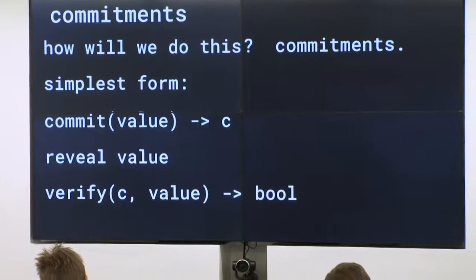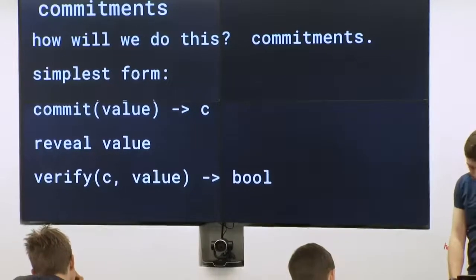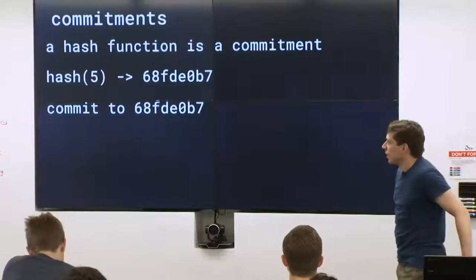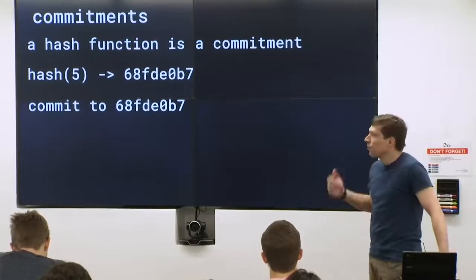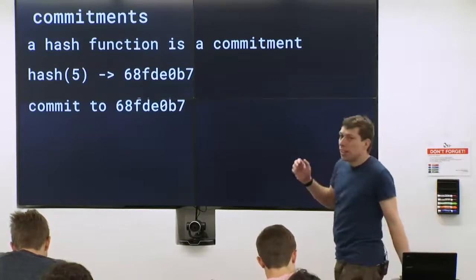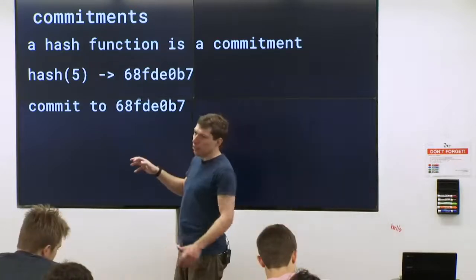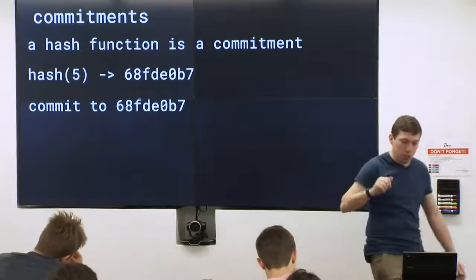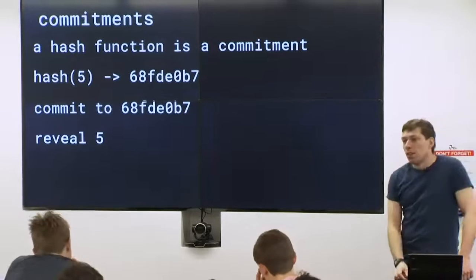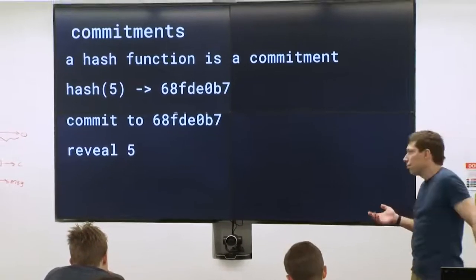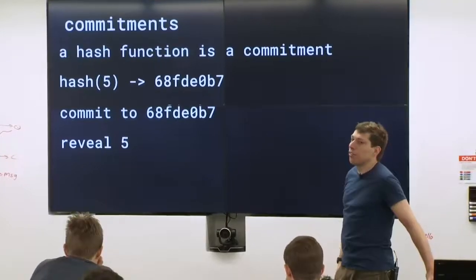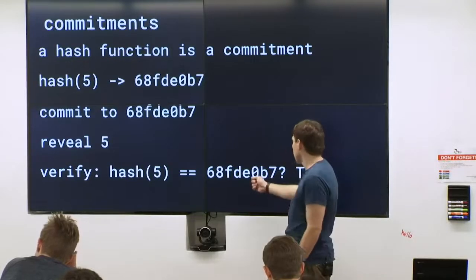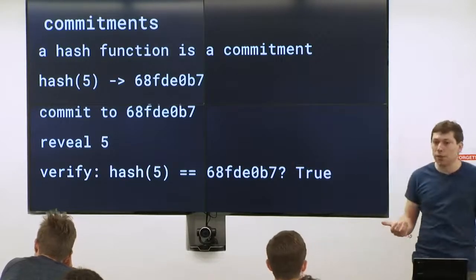There are certain properties you'd want, but I think I have slides about that. A hash function is a commitment, right? I can say the hash of 5 is 68FD whatever, and I publish this. I tell everyone I'm committing to something, I'm not going to tell you exactly what, but here's this 68FDE0B7, some long hash output. Then days later I reveal that the thing I was committing to was 5, and everyone can check: let me throw 5 into my hash function. Oh yeah, it was this. Okay, true. So that's a commitment scheme, right?